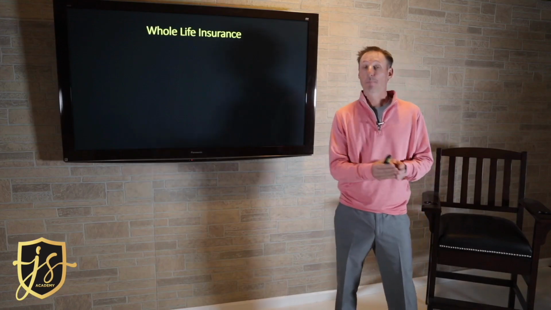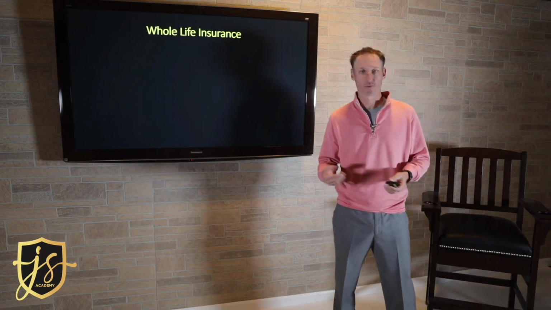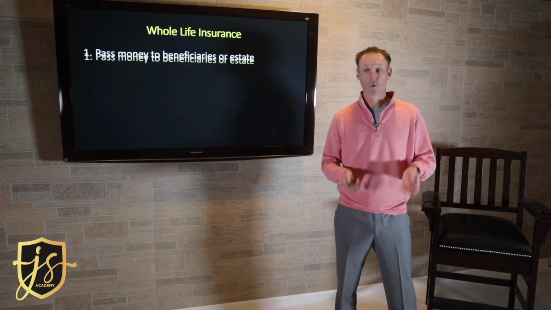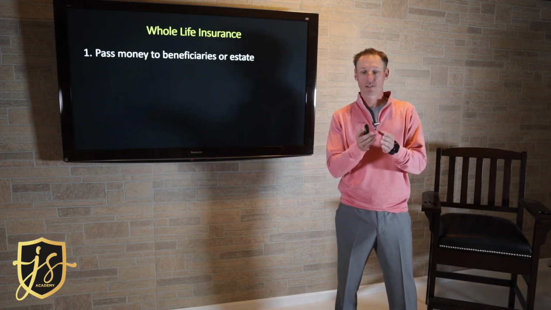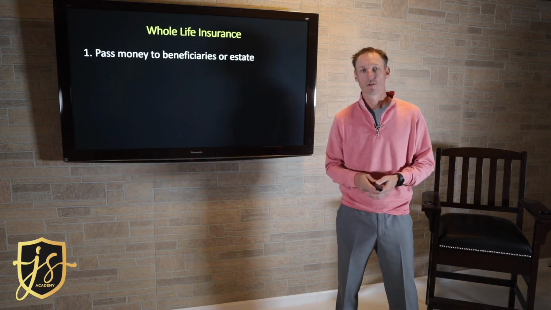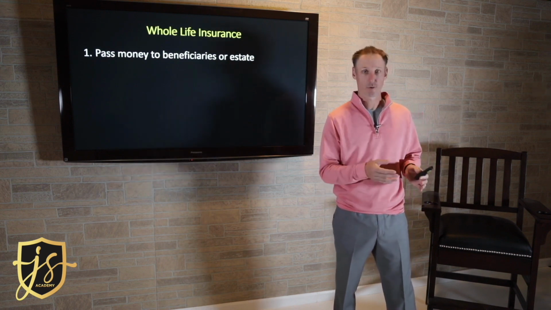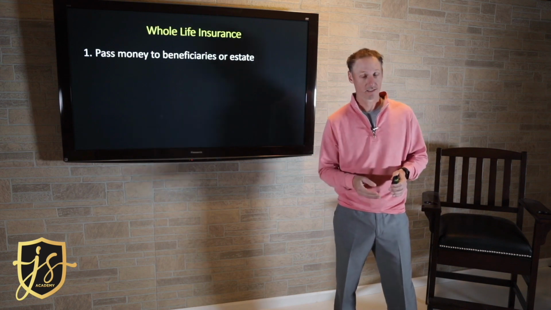Let me move on and talk to you about the second type of insurance. A whole life policy is a permanent insurance. And typically people buy whole life policies for one of two reasons. Number one is to leave money to their beneficiaries or their estate. It's a policy that should always be there and never run out if it's written correctly.